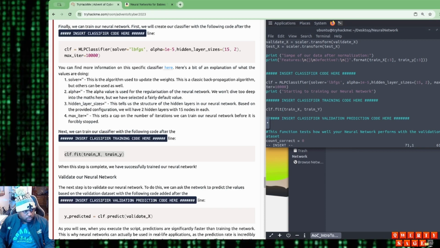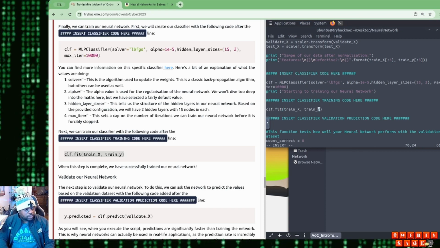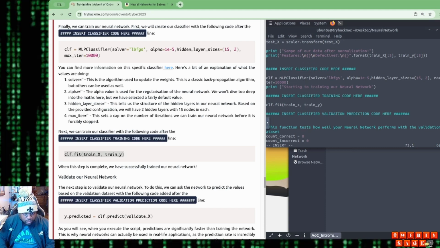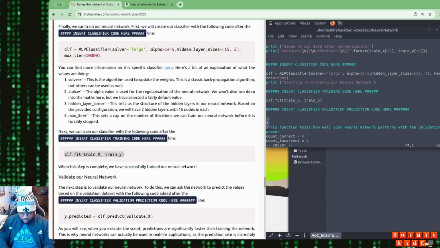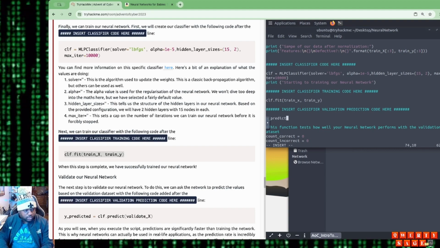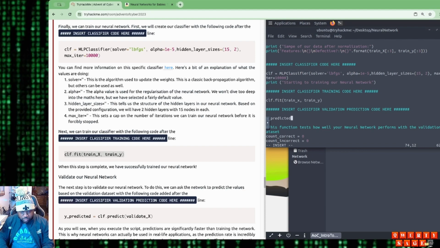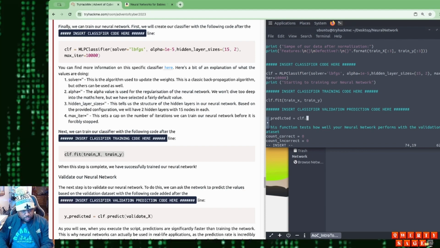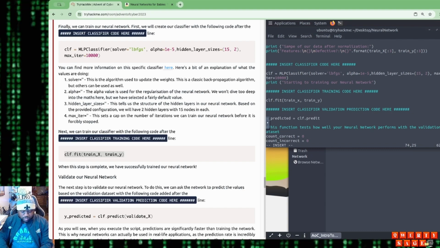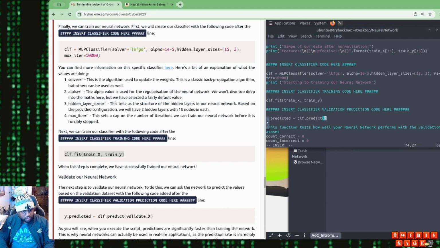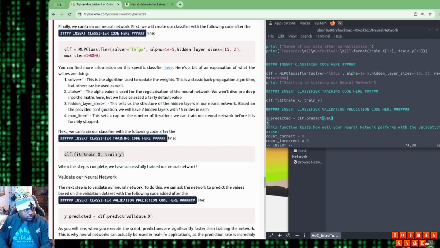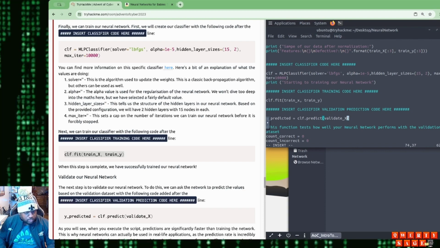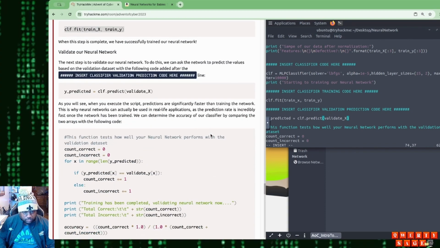Oh, it's lowercase. And the y predicted, predict, validate. No, that's capitalized. All right.